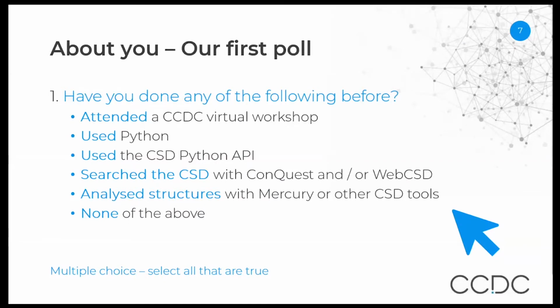You should start to see our first poll of the session, and we want to know whether you've done any of the following before. It should be popping up on your screens, either on your screen or on the right-hand side. Have you attended a CCDC Virtual Workshop, used Python, used the CSD Python API, searched the CSD with Conquest or WebCSD, analyzed structures with Mercury, or none of the above? I can see some responses coming in. It looks like a lot of you have used Conquest or WebCSD before. Some of you have used our Python API before, and some of you have attended a virtual workshop. That's looking good. I'll give you a few more seconds to reply.